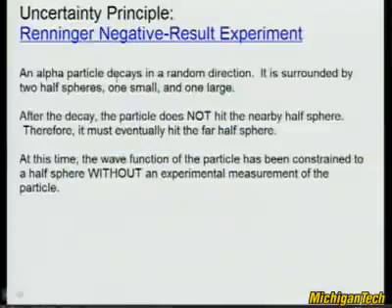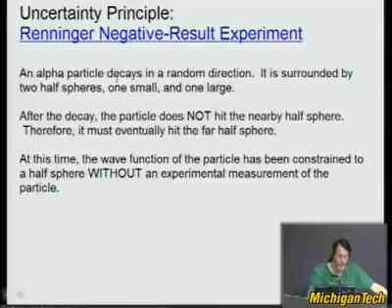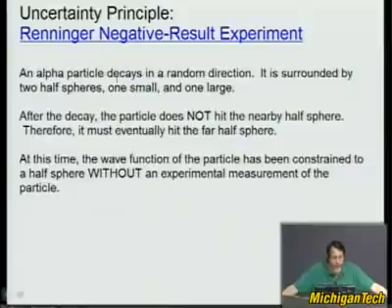And there's another way to do this. It is the Renninger negative result experiment. Let's say an alpha particle decays in a random direction. It is surrounded by two half spheres. Then after the decay, the particle does not hit the nearby half sphere. Therefore, without measuring anything directly about the particle, without disturbing it, you know that particle will hit the other half sphere. It's a very simple experiment, but it gets to the root of whether the uncertainty principle is based on disturbing particles or not. And it is not.